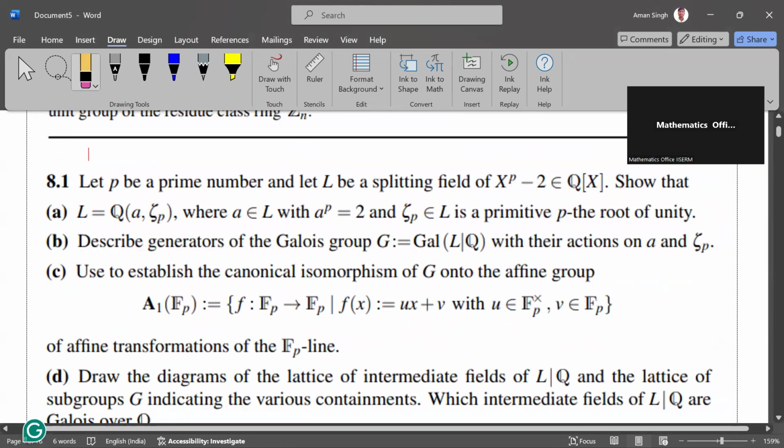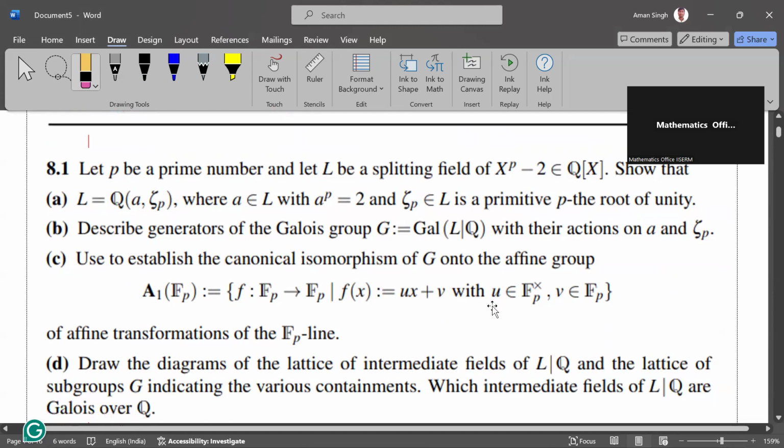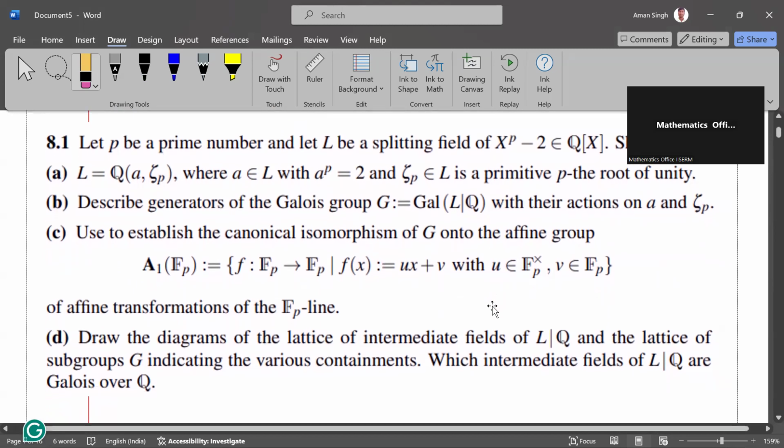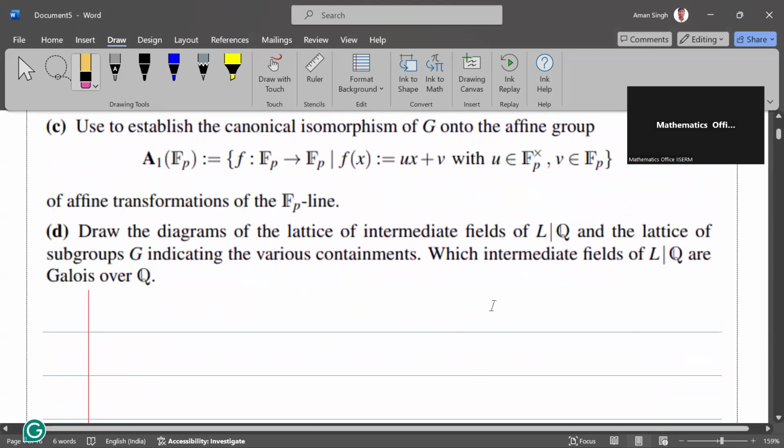Question number 8.1: let p be a prime number and let L be the splitting field of x power p minus 2. Then L is Q attached with a and zeta p, where zeta p is a pth root of unity inside the complex numbers C. Okay, let me see 8.1.